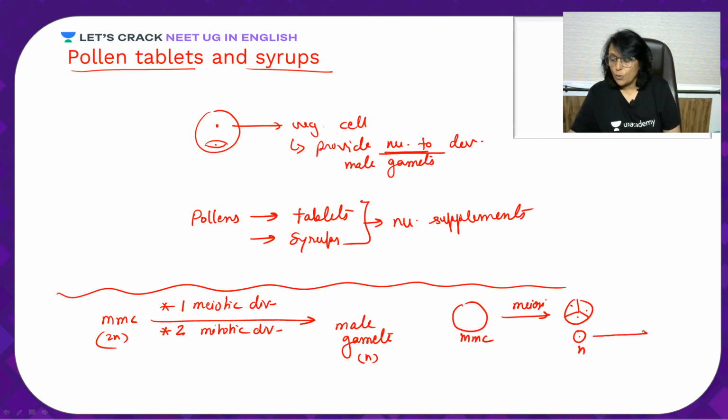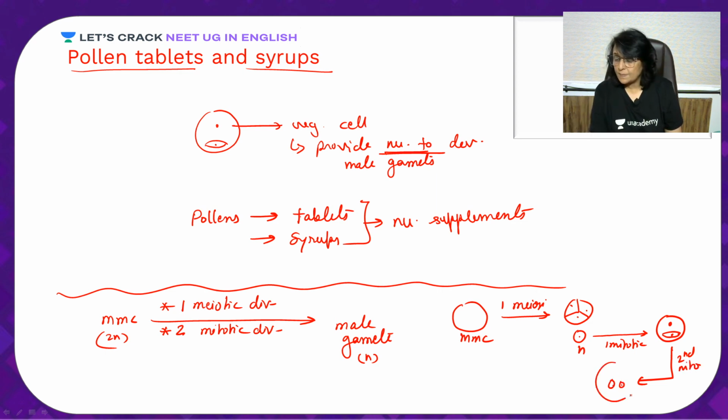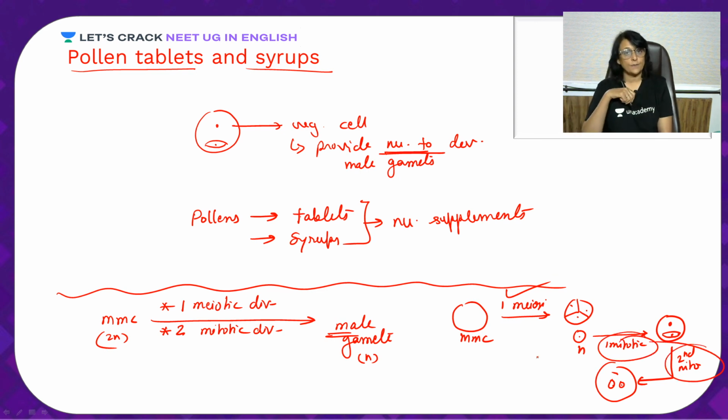In microspore, mitotic division, so this is 1 meiosis, 1 mitotic division, which results in formation of 1 larger cell and 1 smaller cell. Then the generative cell undergoes second mitotic division to give rise to 2 male gametes, right? So to form these male gametes, there is 1 meiotic division required and 2 mitotic divisions.